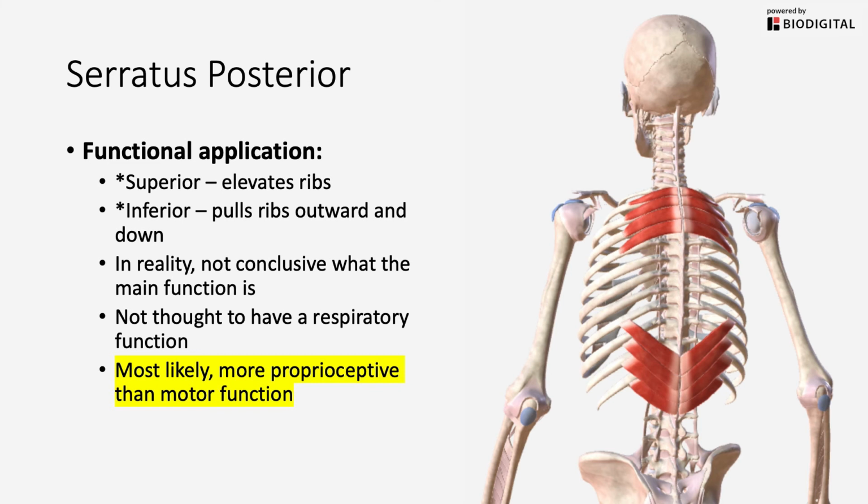And because muscles do have some type of purpose, it is thought to be more proprioceptive in nature and maybe give a lot of feedback or sensory information based off of where the ribs are in space. So that is the fun fact of serratus posterior. It's not really a muscle that produces a lot of force. It's still relatively unknown as to what it actually does, but it is a muscle that is on the backside and part of the intermediate layer of your extrinsic back muscles.